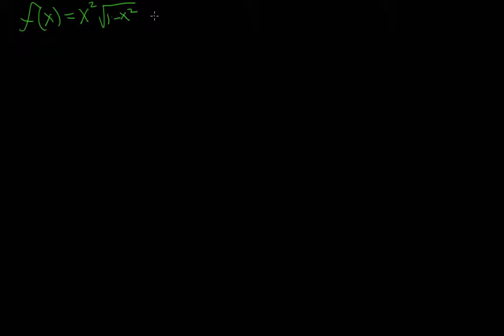And so the first thing I'm going to do is rewrite this so that we have the rational exponent. And so we get x squared times (1 minus x squared) to the 1/2. And so to find the derivative, we're first going to use the product rule, and then we're going to use the chain rule inside of that. So f prime of x is going to be x squared.